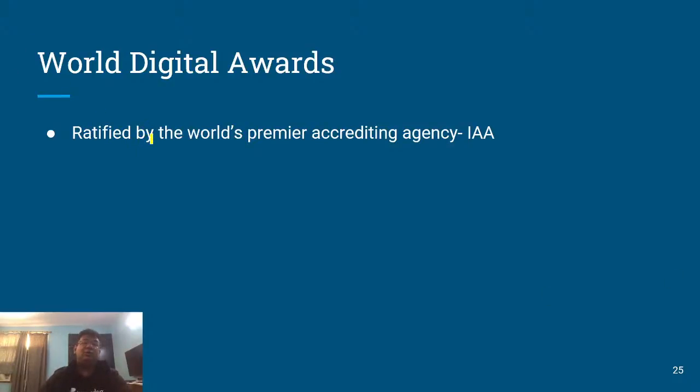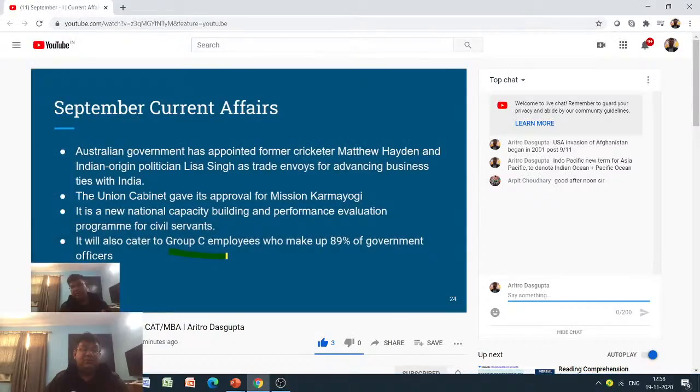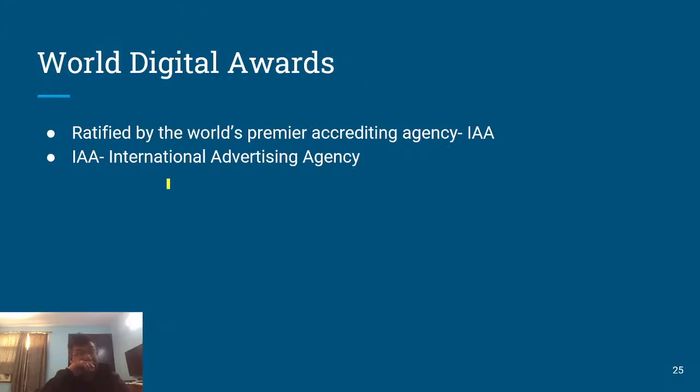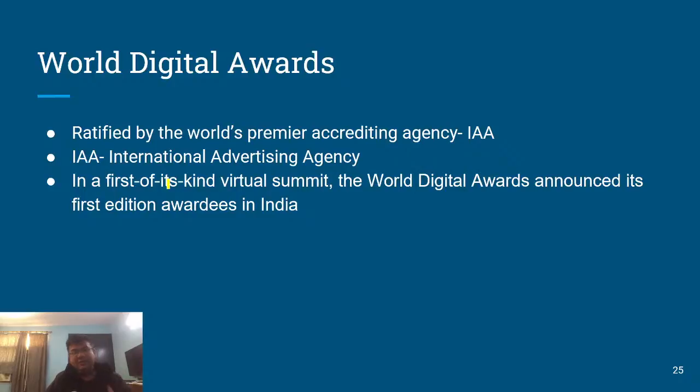Right. So now going to do the World Digital Awards. This is ratified by the world's premier accrediting agency, the IAA, which stands for the International Advertising Association, which is very important and significant for this particular task. It's the first of its kind virtual summit in the country. The World Digital Awards announced its first edition awardees in India. So this is an India-specific award. Till now it was giving international awards, but this year, for the first time, it is India-specific. Three Indian industrialists are included.